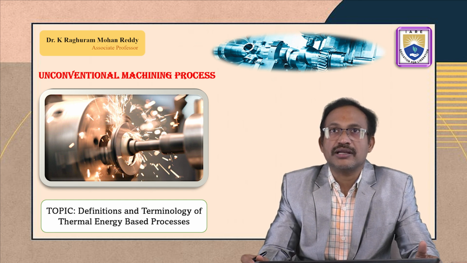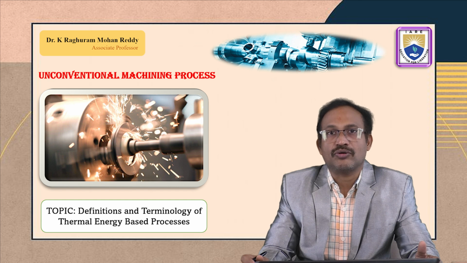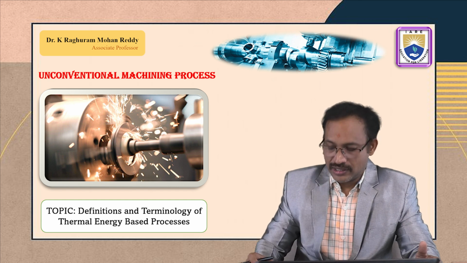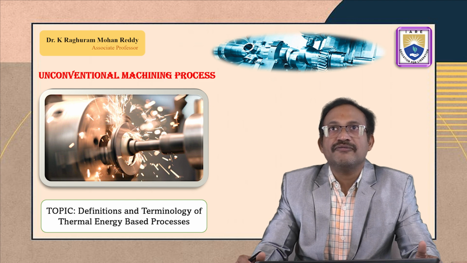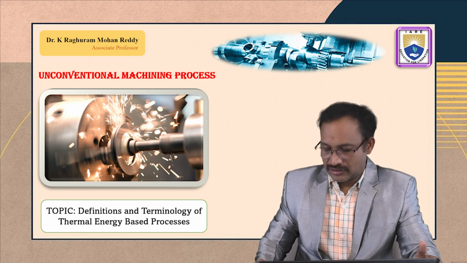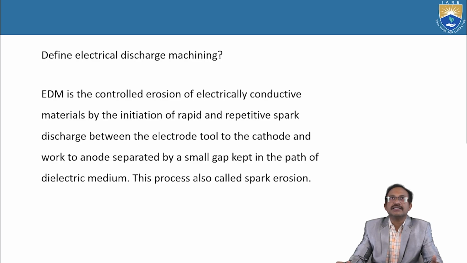The course name is Unconventional Machining Process. The topic is Definitions and Terminology of Thermal Energy Based Processes. Under the content beyond the syllabus for unconventional machining, we are discussing the electrical energy based processes. First one, define electrical discharge machining.